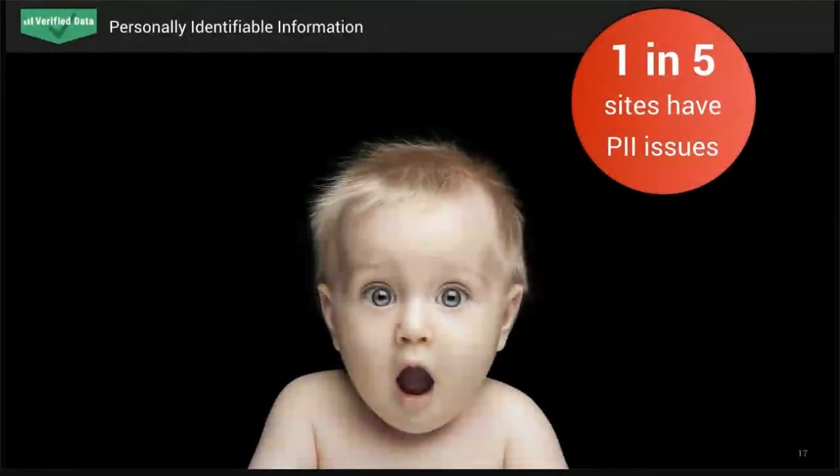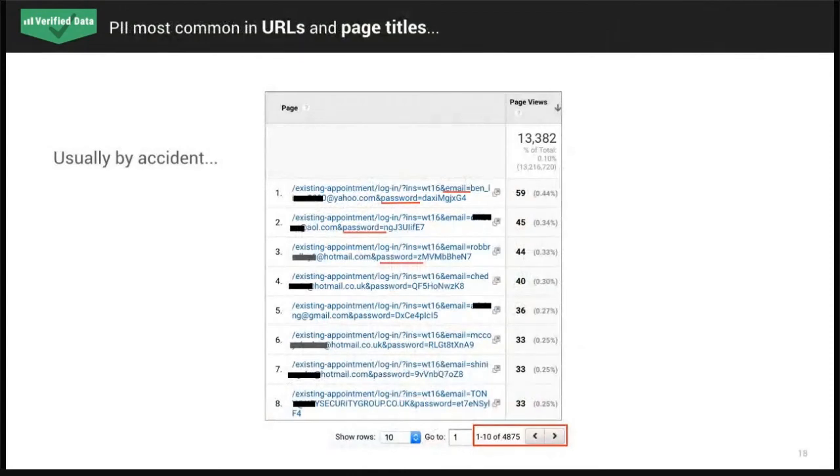Personally identifiable information. I kind of knew this was a problem because I see this data, but putting it all together in an enterprise study like this was quite a shock. Now, the most common problem is that the PII gets into URLs and page titles. The reason for that is Google Analytics by default is a great vacuum of data. It sucks up every URL and every page title as long as the tracking code is on there. So most people didn't even realize this was happening. This was happening by mistake, by accident. There was no deliberate intent to do this.